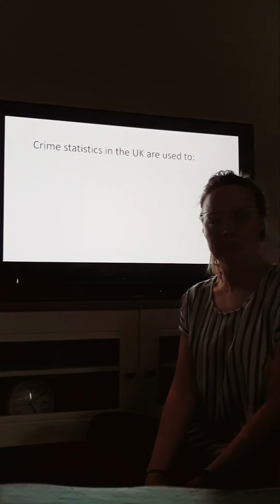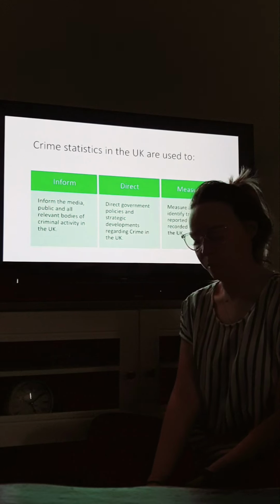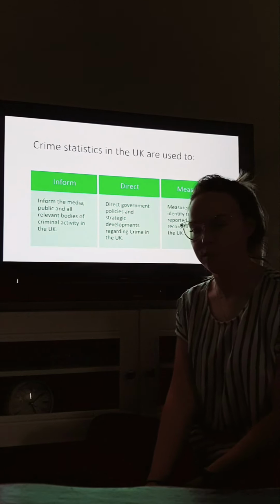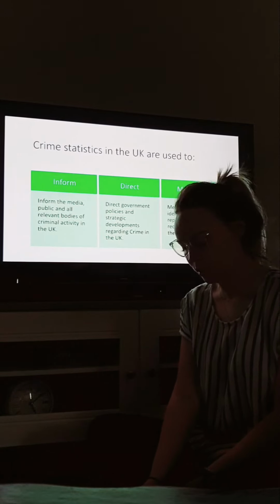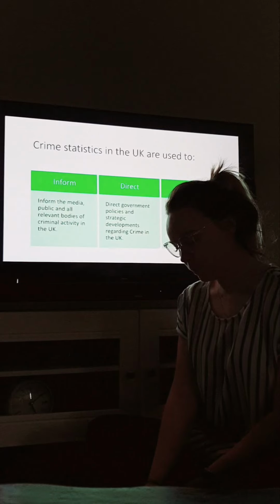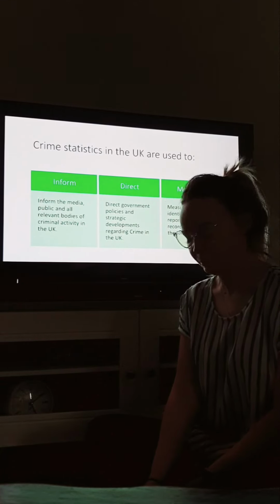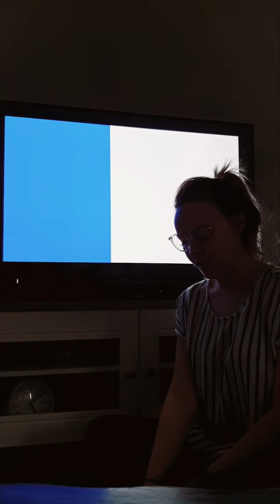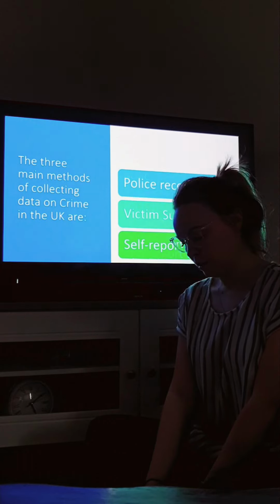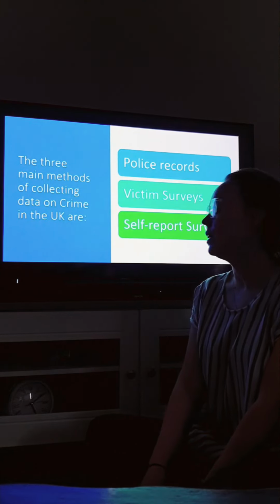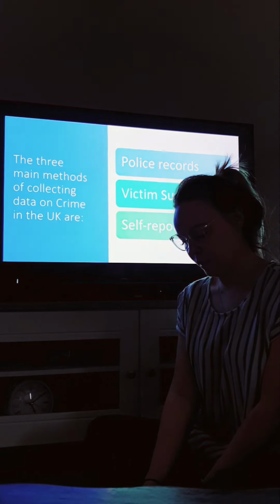Okay, so crime statistics in the UK are generally used to inform the media, public and all relevant bodies of criminal activity in the UK, to direct government policies and strategic developments regarding crime in the UK, and to measure and identify trends in reported and recorded crimes in the UK. So the three main sources of data collection on crime in the UK are police records, victim surveys and self-report surveys. And we're going to look a little more into each of those now.